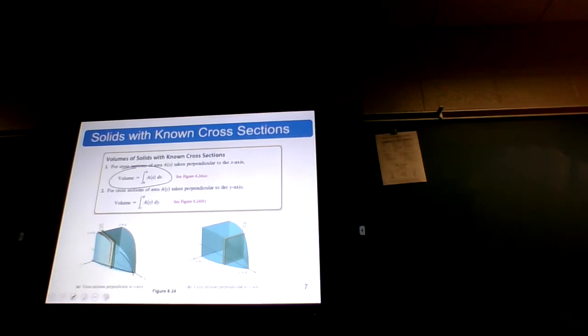We're essentially doing the exact same thing, except now we're not rotating it around an axis. We're actually projecting, if you will, a shape. And that shape could be anything. The shape could be a square. It could be a semicircle. It could be a rectangle. What are some of the other ones? An equilateral triangle.